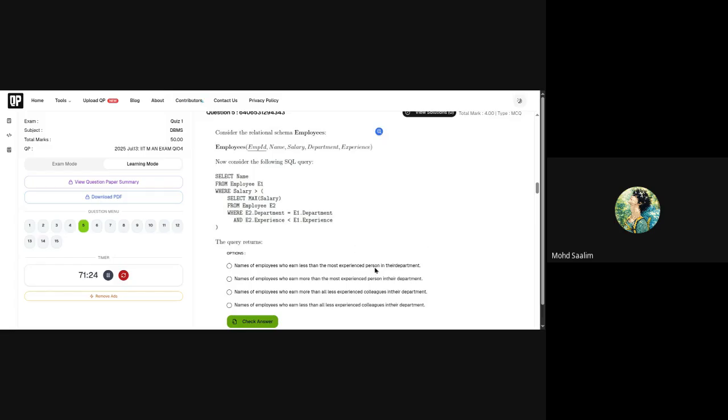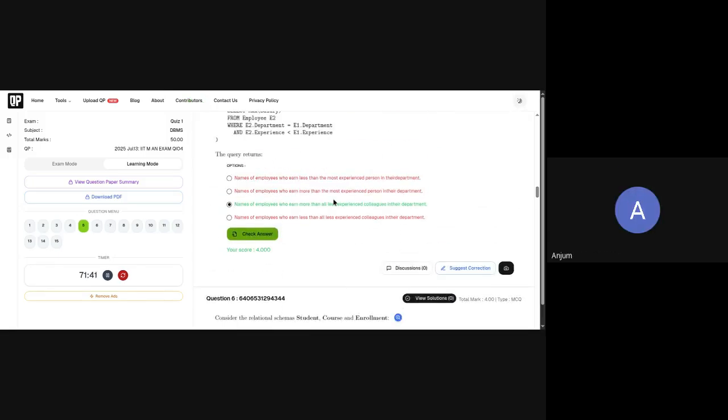Which option is correct? C, like who earn more and are less experienced. Correct. C. Less experience, yeah. Names of employees who earn more than all less experienced colleagues in their department.